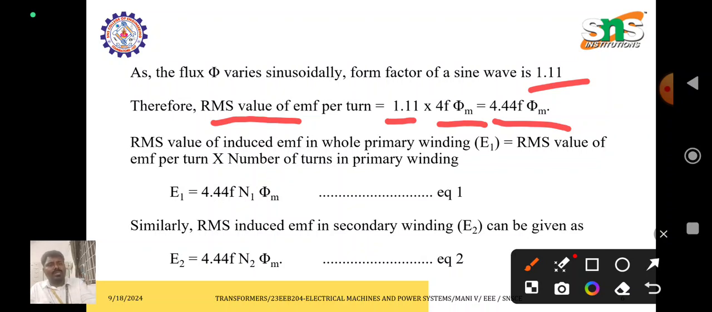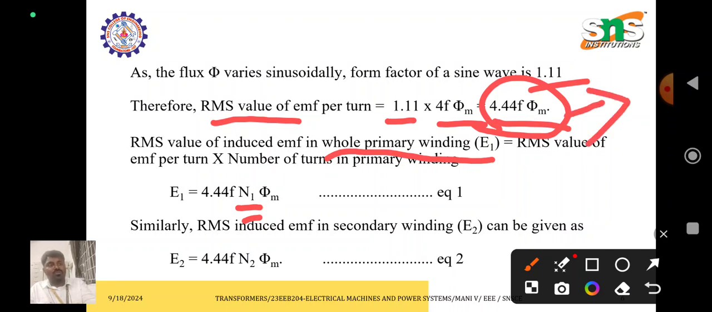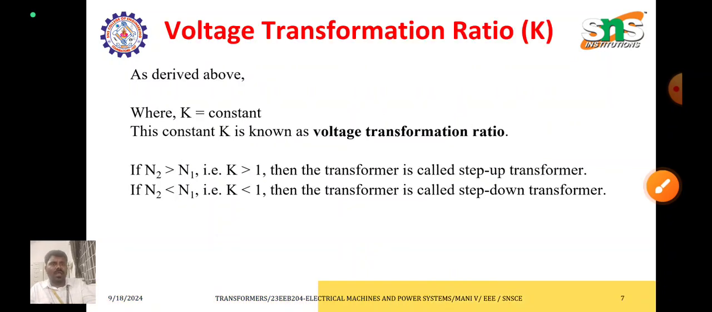Now let us consider the total EMF induced in the whole primary winding. The same 4.44 F phi m is multiplied by the number of turns in the primary winding, and we get the total amount of induced voltage in the primary. Multiplying by N2, we get the total amount of induced voltage in the secondary winding. And this leads to the voltage transformation ratio.